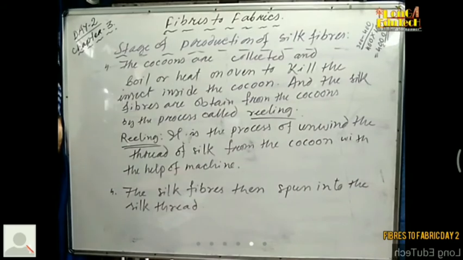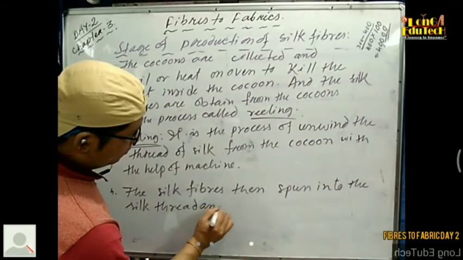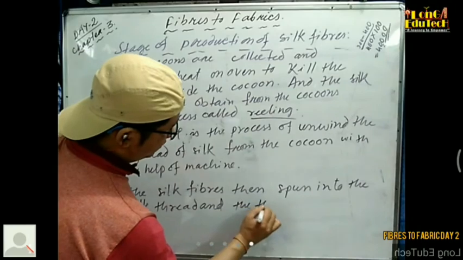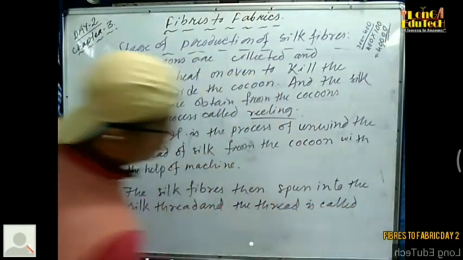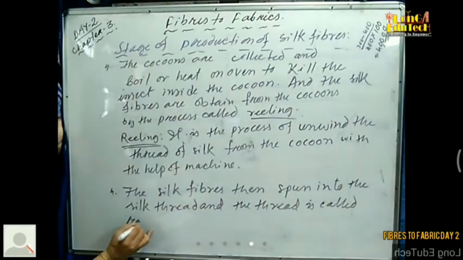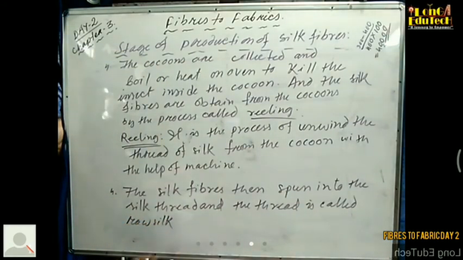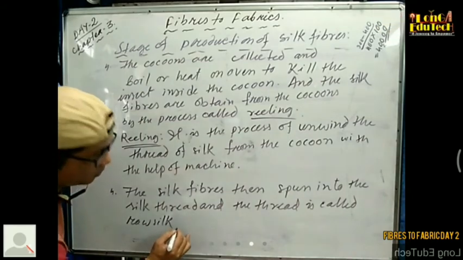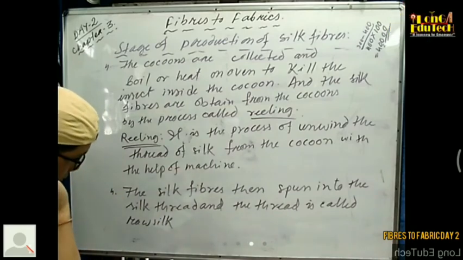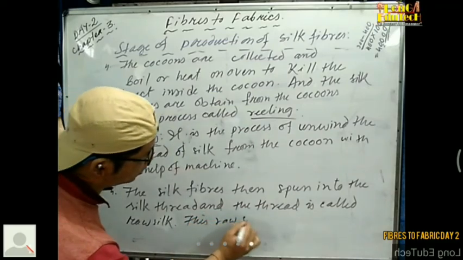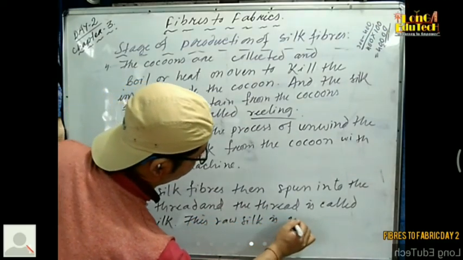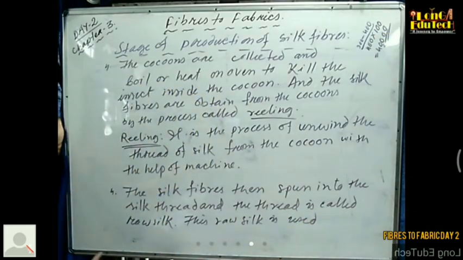Okay, and the thread, it's called what? It is called raw silk. The thread is called the raw silk. Okay, fine. And this raw silk is used, what is it used for? For weaving cloth.